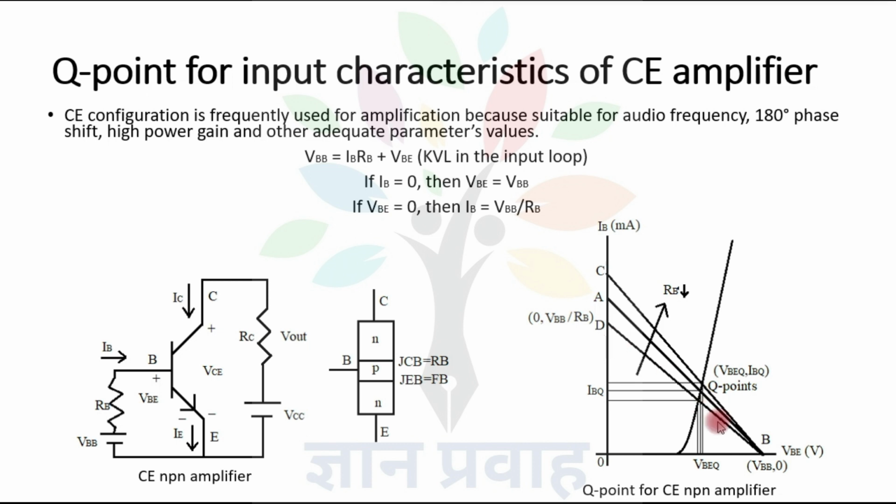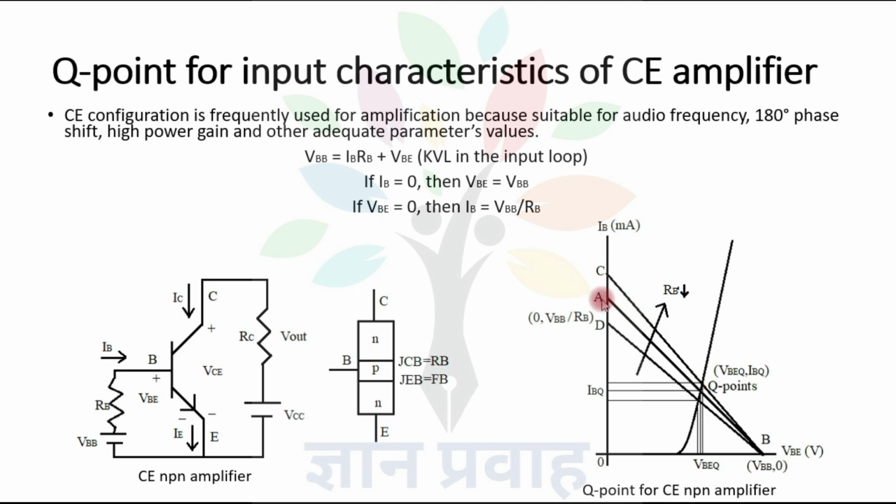For calculation of the Q point, we must calculate the coordinates at this point and at this point for drawing this DC load line. For calculation of this point, input current IB equals 0. So we are simply putting IB equal to 0 in this equation, then VBE equals VBB. It means input voltage, that is VBE, equals the biasing voltage VBB.